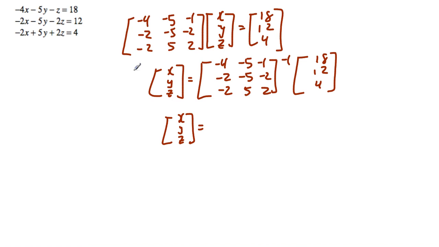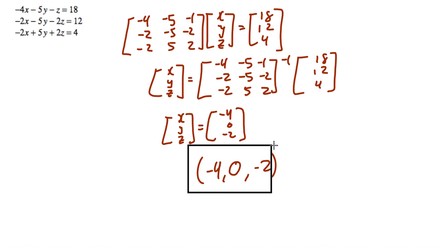-4, 0, and -2. So if I write that as a list going down, -4, 0, -2, that means that x is -4, y is 0, and z is -2. And that is our answer. Make sure you write it as coordinates.